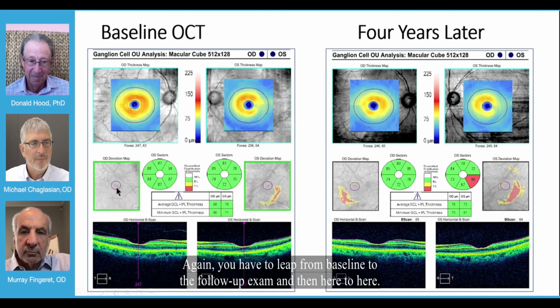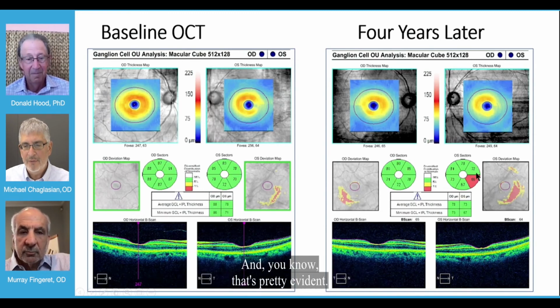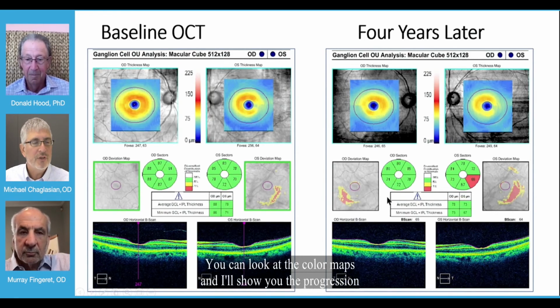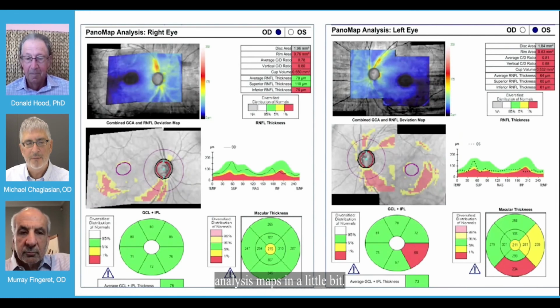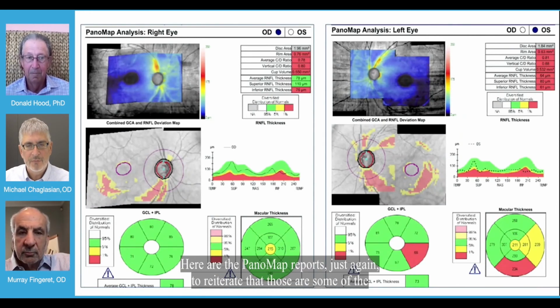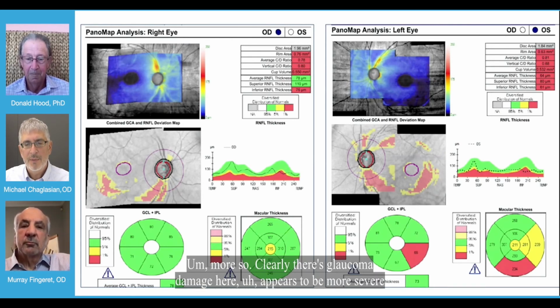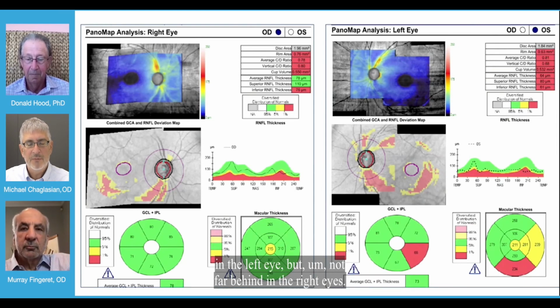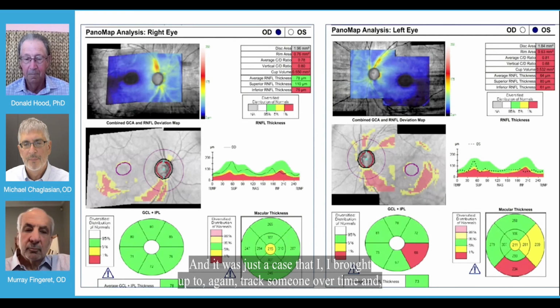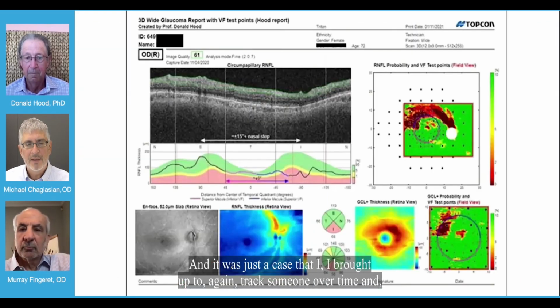Again, you have to leap from baseline to the follow-up exam, and then here to here. And that's pretty evident. I don't know that you need the clock hour sector reports. You can look at the color maps, and I'll show you the progression analysis maps in a little bit. Here are the panel map reports, just to reiterate that those are some of the reports that we're using more so. Clearly there's glaucoma damage here. It appears to be more severe in the left eye, but not far behind in the right eye. So this patient definitely has some concerns, and it was just a case that I brought up to track someone over time and look at the severity.